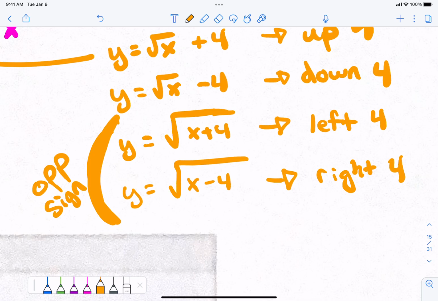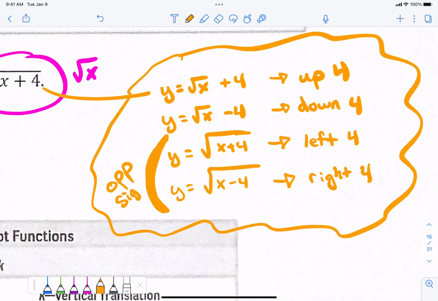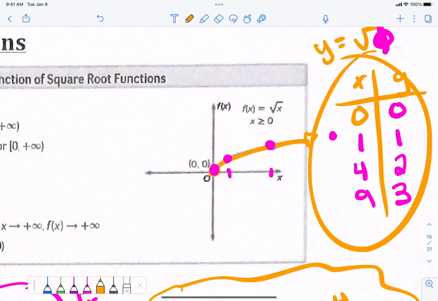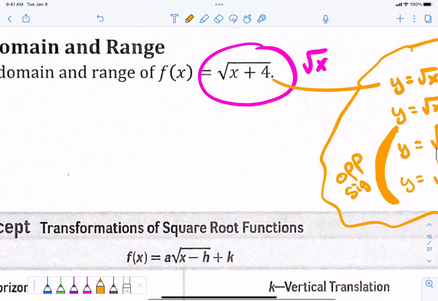Got it? Okay, so these are rules that you get to use so that we can cheat when we're graphing, right? We don't want to have to plug points in like we do up here. I don't want to have to do that. We're going to cheat here in a minute. Good? All right, so these are the rules. Okay, let's go over to here.